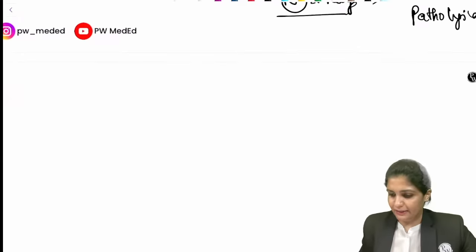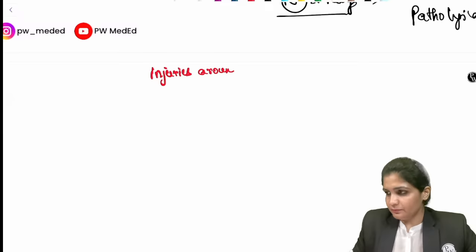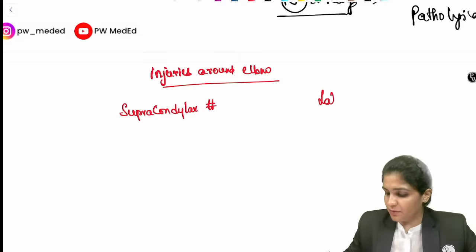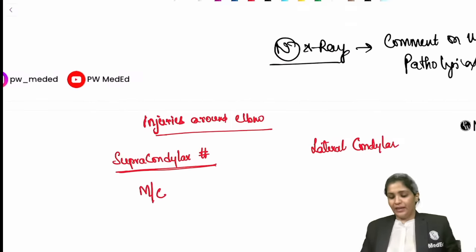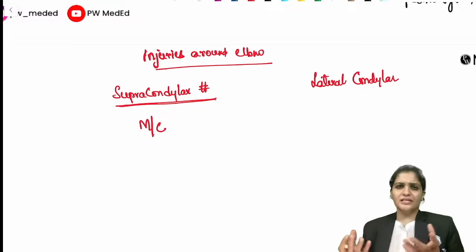So here let us learn in detail about the injuries around the elbow, right? There are two important things. One is your supracondylar fracture. Somebody has asked about the supracondylar fracture, so you can hear it out now. Then there is lateral condylar fracture, right? Supracondylar is the most common, and it is somewhat like the distal femur. So above the condyles is supracondylar fracture.